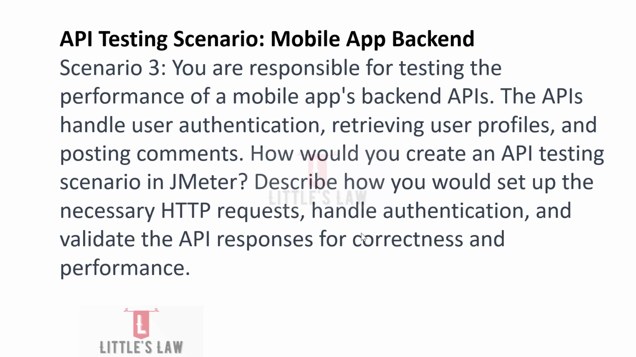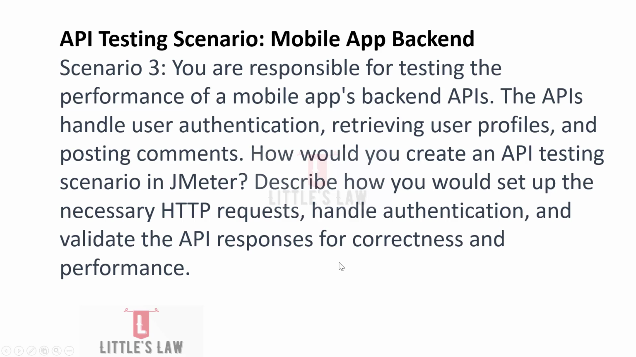We have to test again. So the APIs handle user authentication, and it retrieves the user profiles and posting comments. So these are the three actions or transactions that the APIs do. That is, handling the user authentication, retrieving user profiles, and posting comments. So how would you create an API testing scenario in JMeter? And you have to describe how you would set up the necessary HTTP request, and how will you handle authentication, and how will you validate the API responses for correctness and performance.